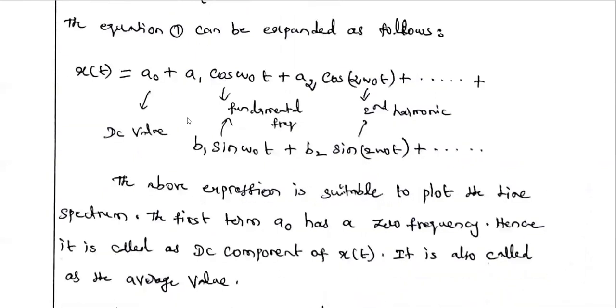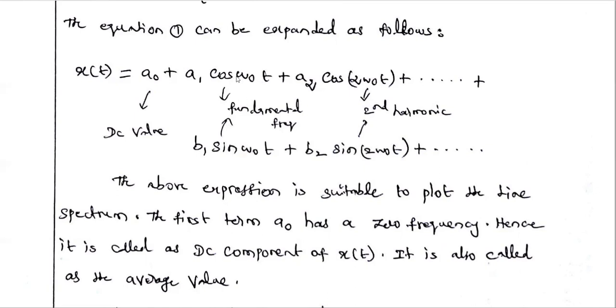So in this representation, you see this constant a naught. This a naught is said to be the DC value or average value of the given signal. And you see a1 cos omega naught t, b1 sin omega naught t. These two signals have the fundamental frequency omega naught.